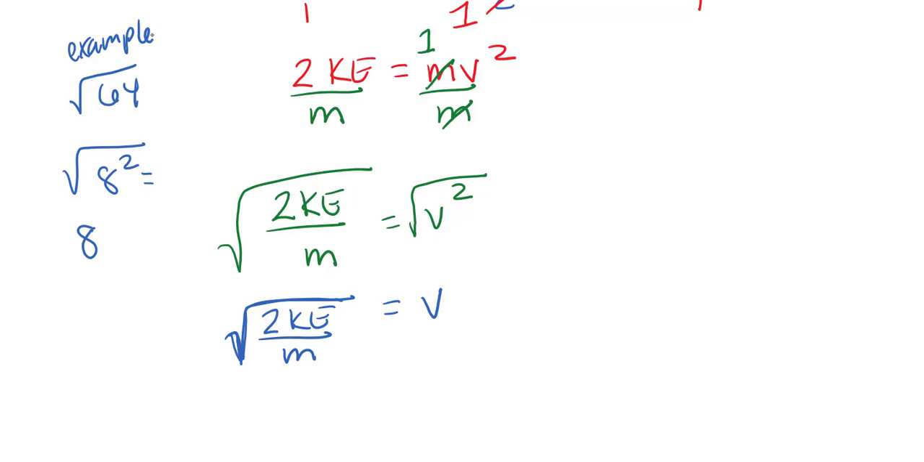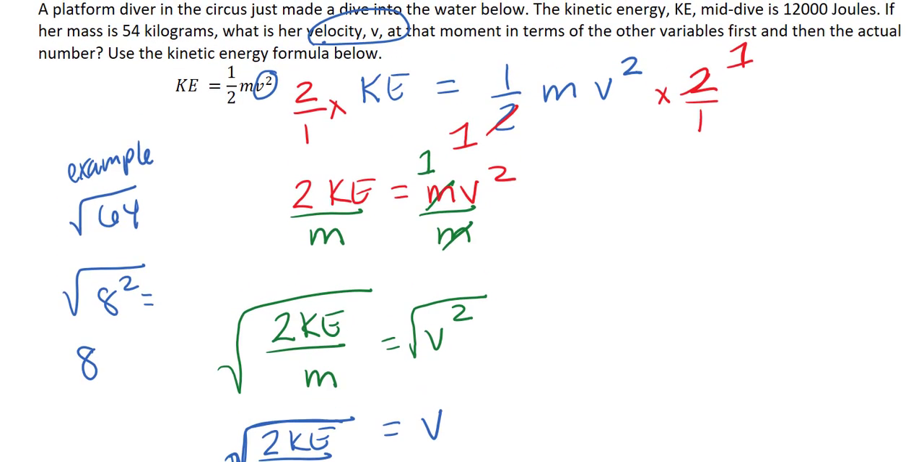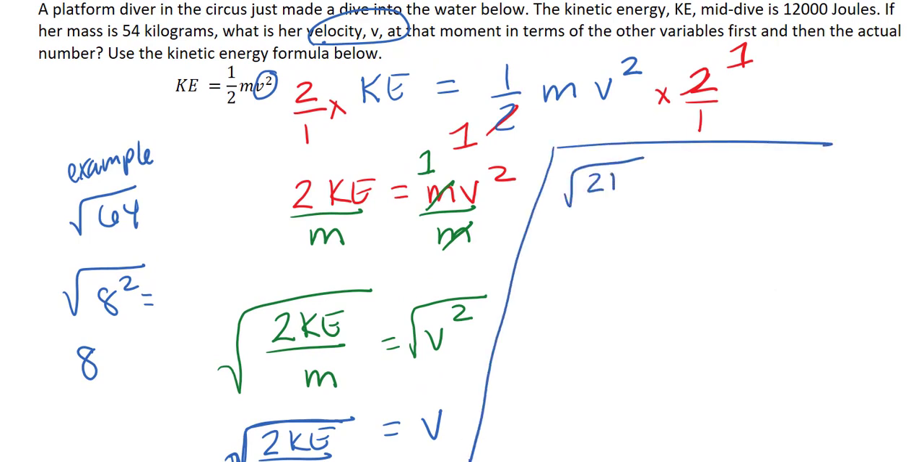So now we have what v is equal to. Now we can go back to our problem and start to solve for it. So let's write it right here. We have the square root of 2 KE over m, which is equal to v. So let's start solving. So we have 2, then let's look for KE, which is going to be 12,000.